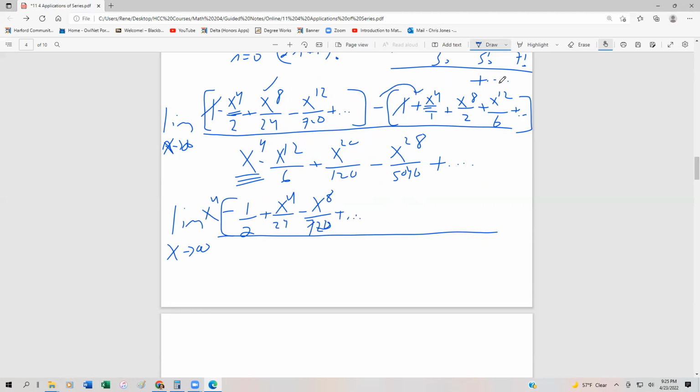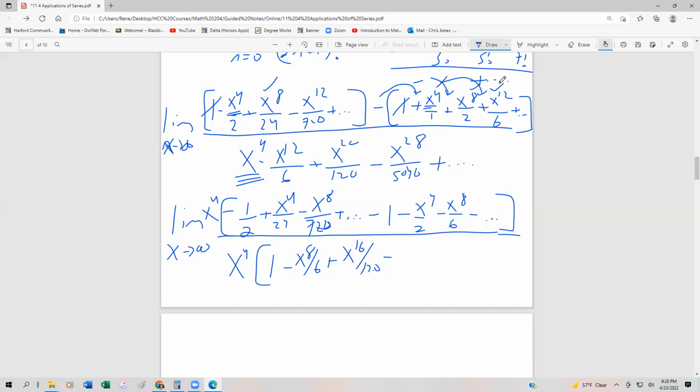Now we're also going to distribute this negative to all the terms. Okay, so if there's a coefficient, we have to make sure we distribute. So that's going to be minus 1 minus x to the fourth over 2 minus x to the eighth over 6. And then that's going to go on forever. All right, so again, just factoring from here, here, here. Finally, I'm going to factor an x to the fourth from the denominator. That's going to leave me with 1 minus x to the eighth over 6 plus x to the 16th over 120 minus x to the 24th over 40 plus infinitesimal.